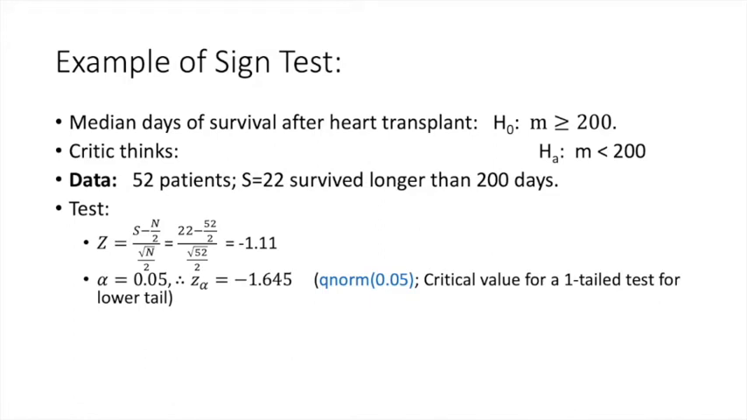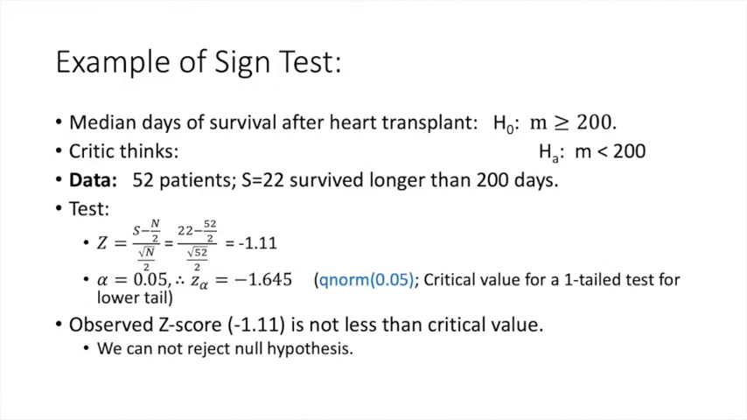In R, you can compute the critical value easily by calling the qnorm function with the significance level of 0.05. Hence, the z-score is not low enough to reject the null hypothesis.